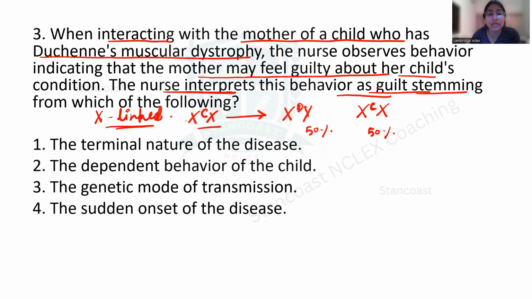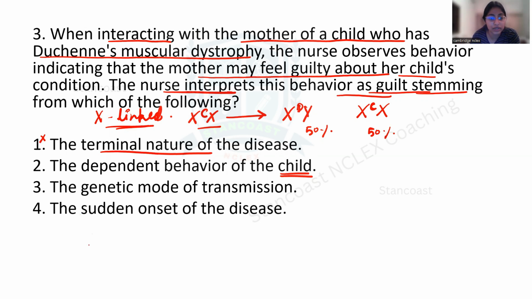Okay, so would the reason for the guilt be the terminal nature of the disease? No. This will not create guilt in her because it is not her fault. Will the guilt be due to the dependent behavior of the child? Now, a child is loved by a mother no matter what, and a mother will put any amount of effort into caring for the child. So dependent behavior would not be a big issue for stemming the guilt.